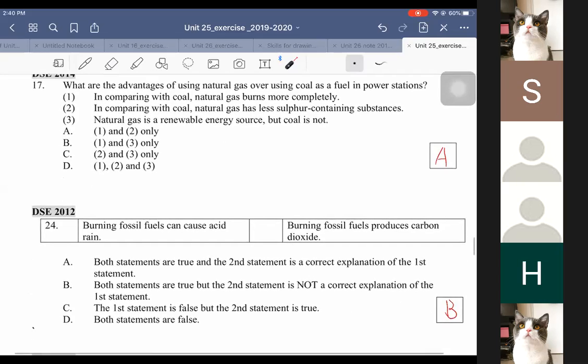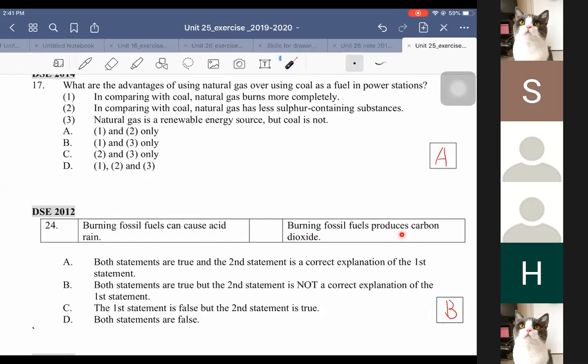Okay, so 24. So here, burning fossil fuels can cause acid rain. Yes, because it's gonna produce sulfur dioxide, and when sulfur dioxide dissolves in water, it's gonna form acid rain. Okay, and second statement, burning fossil fuels produces carbon dioxide. Yes, that's also correct. Okay, both of the statements are correct. However, the second statement is not an explanation for this. It's the sulfur dioxide that dissolves in water to form the acid rain, not the carbon dioxide.